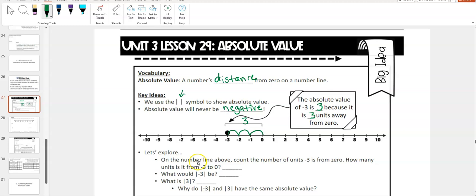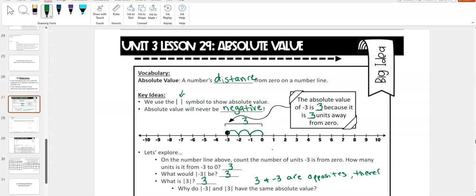So on the number line above, we counted 3 units from -3 to 0. So it is 3 units. That means that the absolute value of -3 would be +3. The absolute value of +3 would also be +3, and that's because they are opposites. So we will say something like 3 and -3 are opposites.